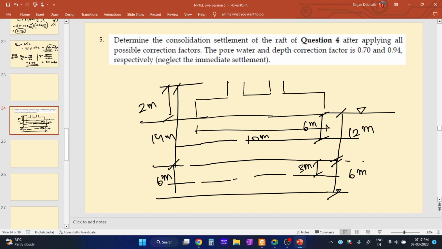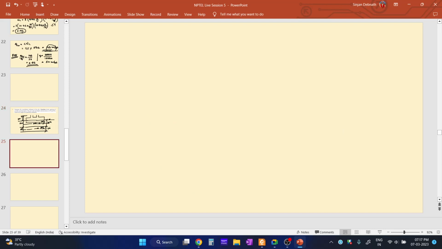Initially we need to find out the stress distribution at these points. Suppose this point is A, this point is B. We need to find out the overburden pressures at these points, and also the additional stress caused by the additional load. So we need to find the additional stress and also the effective overburden pressure at point A and point B. Let us just calculate all those things.